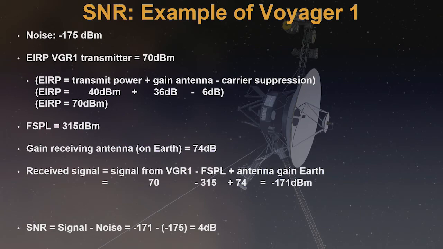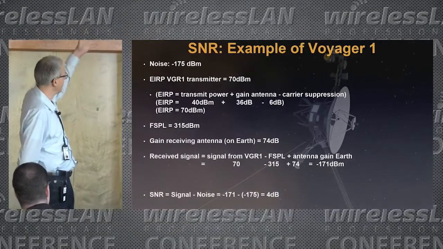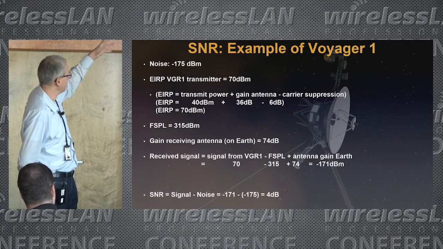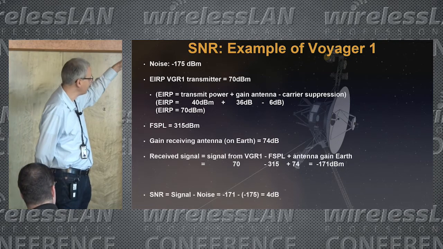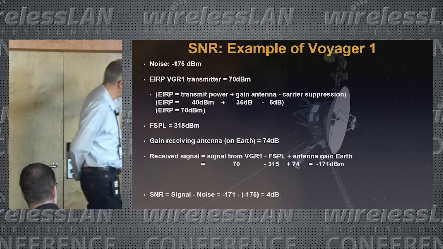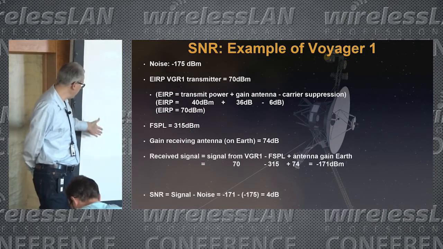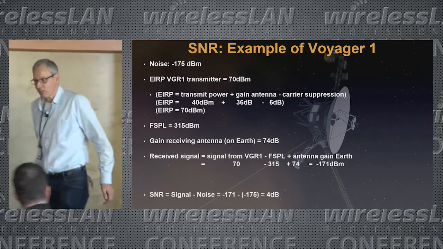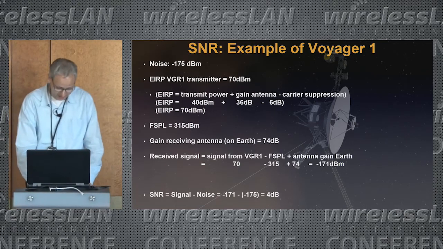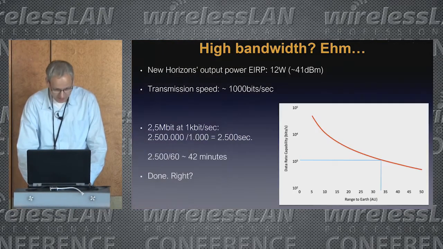So if you calculate it through, the ambient noise in space is around minus 175 dBm. If I take the Voyager 1 transmitter, then I add it up to about an EIRP of 70 dBm. Calculating it all through, I get something in the order of a 4 dB SNR. Or 4 dB SNR is not that bad for a spacecraft.